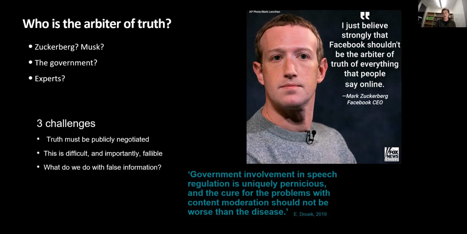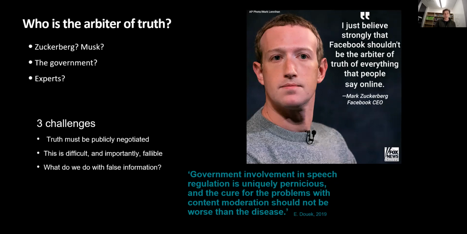And really, do we disagree? Do we want Facebook to be the arbiter of truth? Probably not. Do we want the government to be the arbiter of truth? I don't think so. I mean, the whole purpose of media independence and media freedom is that the government doesn't determine the truth. Experts, perhaps, but what if the experts disagree?